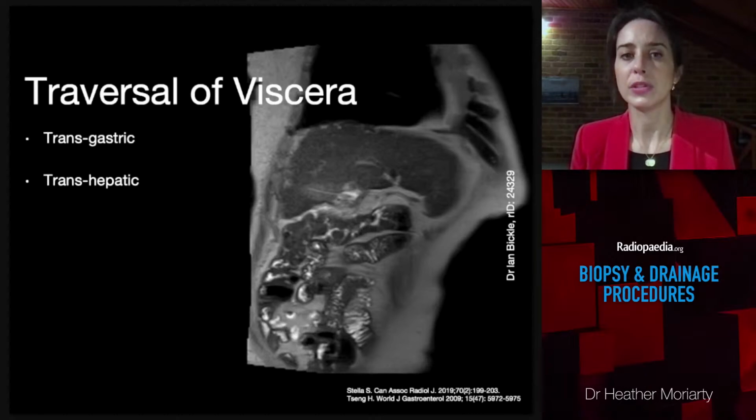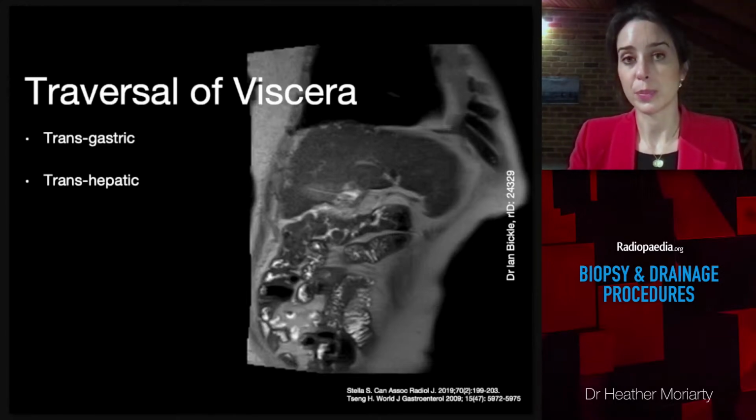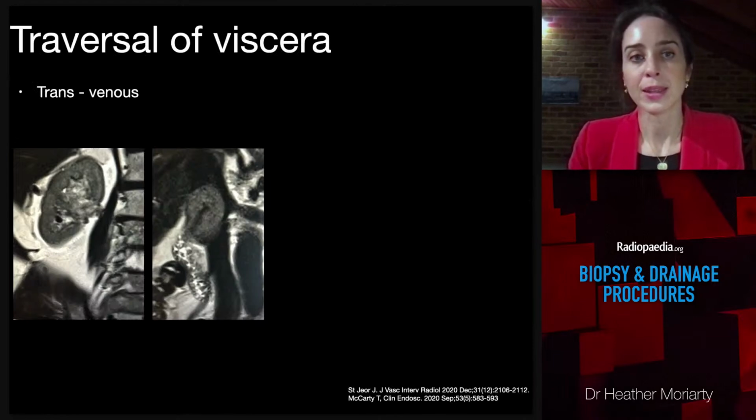It is important if you do traverse the liver to make sure that coagulation parameters are normal. Choose a short route through the liver and avoid a transhepatic route if there's biliary dilatation. Don't forget the transvenous options also, particularly for liver and renal biopsies.